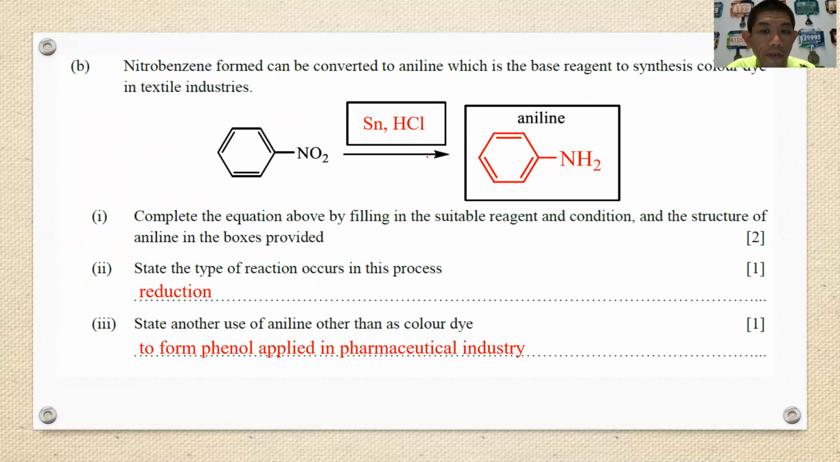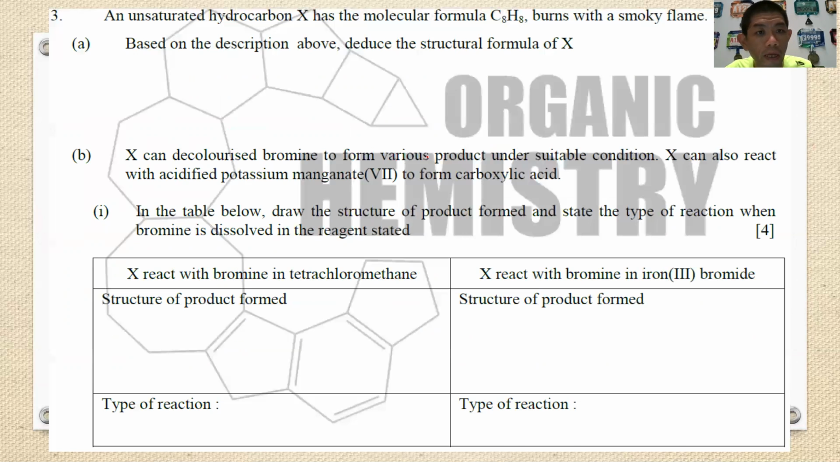Then we have a look at question number 3. An unsaturated hydrocarbon X has the formula C8H8 and burns in a smoky flame. Based on the description above, describe the structural formula of X. Now, this is a very common and important feature that you must know. If the ratio between C to H, in this case is 8 to 8, which is approximately 1 to 1, guaranteed there will be a benzene ring inside them.